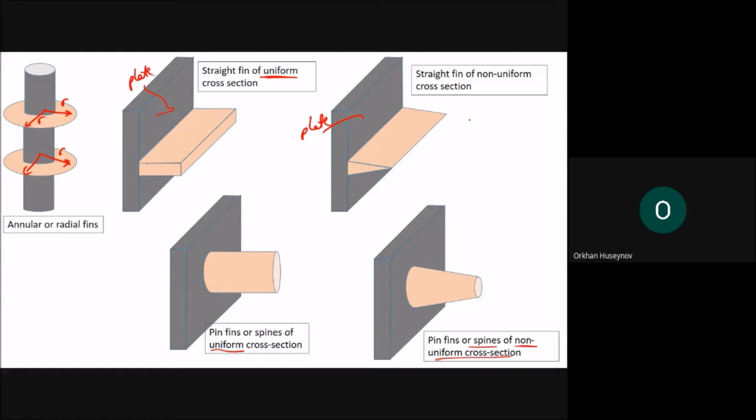But for the analysis that we will do for the fin lectures, we will always use the uniform analysis. We will look for the uniform analysis. The first reason is that it is easy for solution, and the second is that you have the analytical solutions. Therefore, we will analyze the straight fins as well as the pin fins for our extended surface lectures.